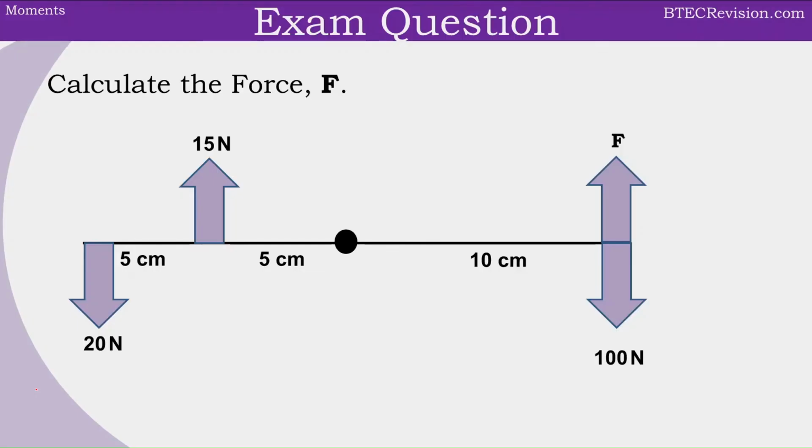Now pause the video here and attempt this exam question. In order to solve this question, we'll have to use the principle of moments, which states that the total clockwise moment is equal to total anti-clockwise moment. Now we can have a look at which points are clockwise. So the 100 newton force is going to make a clockwise moment against the pivot. And we also have the 15 newton force, which is also going to make a clockwise moment.